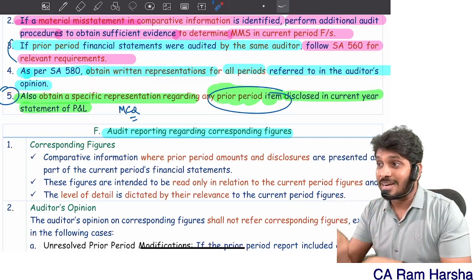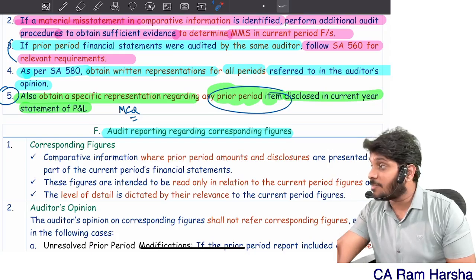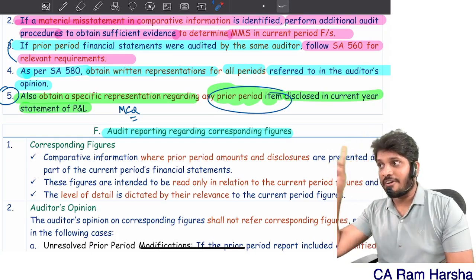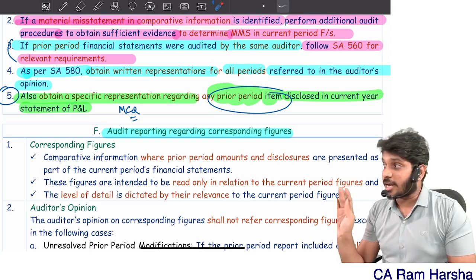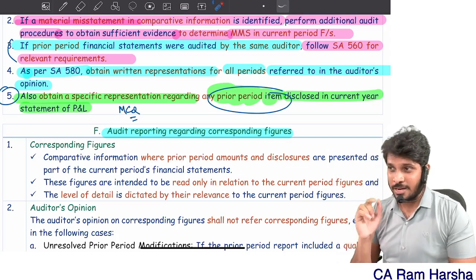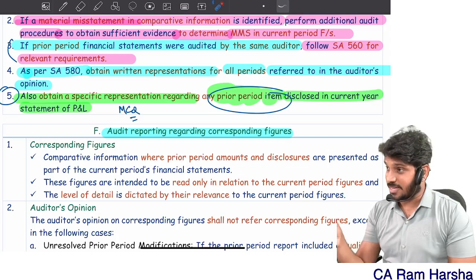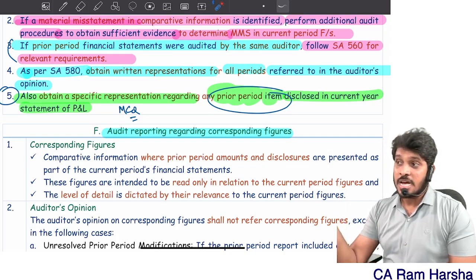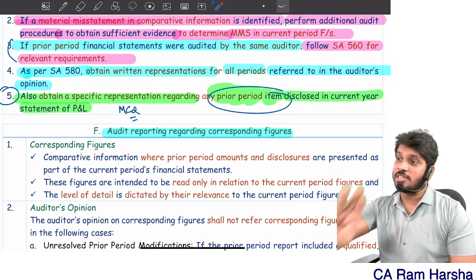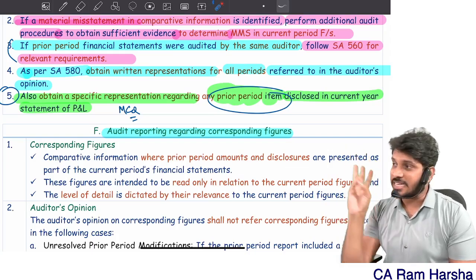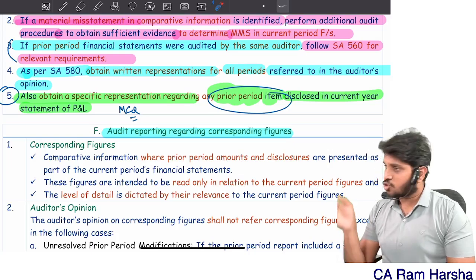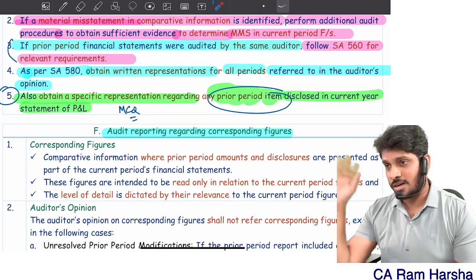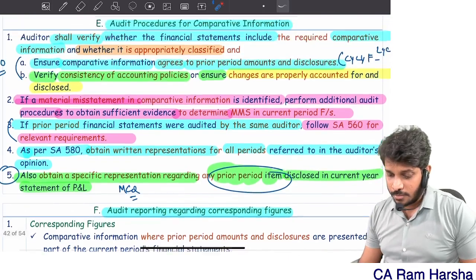Sir, what do you mean by representation for all the periods? Okay, what do you mean by representation? We will discuss in depth in 580. There are 3 to 4 types of representations: representations for management responsibilities, representation about specific assertions, representation required by the standard, and representation otherwise required by the auditor. There are 4 types of representations broadly. Getting it? So we will discuss that in the 580 standard. Understood, all of you? Next.